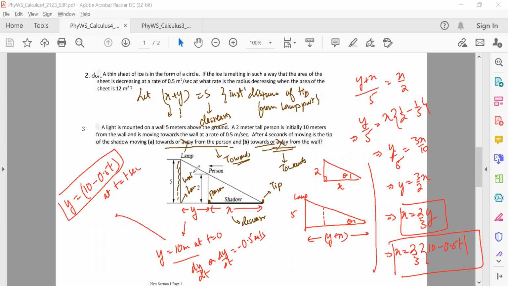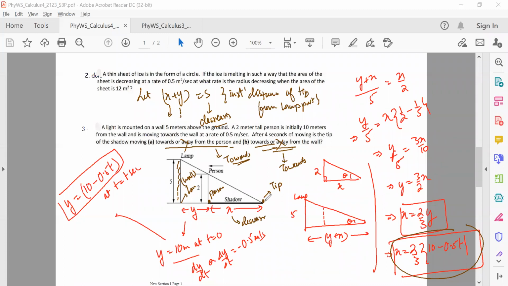Sir, if the rate of decreasing was asked, then what should we do? If that is asked, then you have to just calculate this. For example, x we have calculated now. x as a function of t came as 2 by 3 of 10 minus 2 by 3 of 0.5 into t. So just differentiate that. dx by dt will become 2 by 3 into 0.5 with a minus sign, so minus 1 by 3. Understood, beta? Yes, sir.